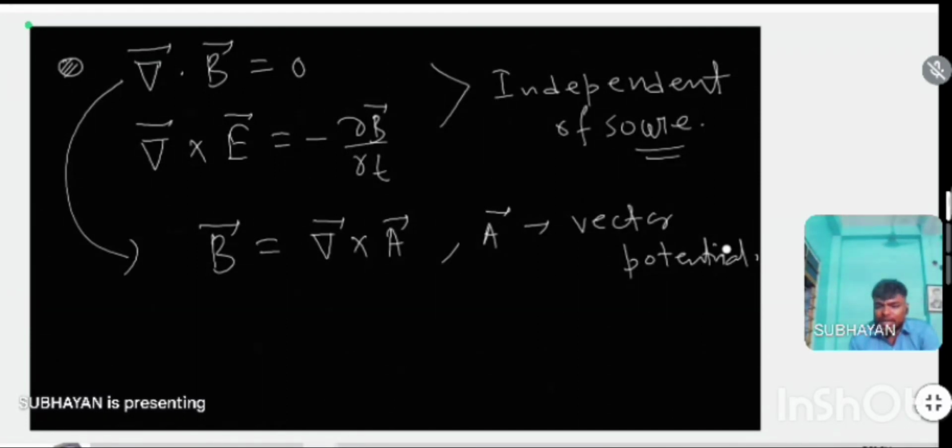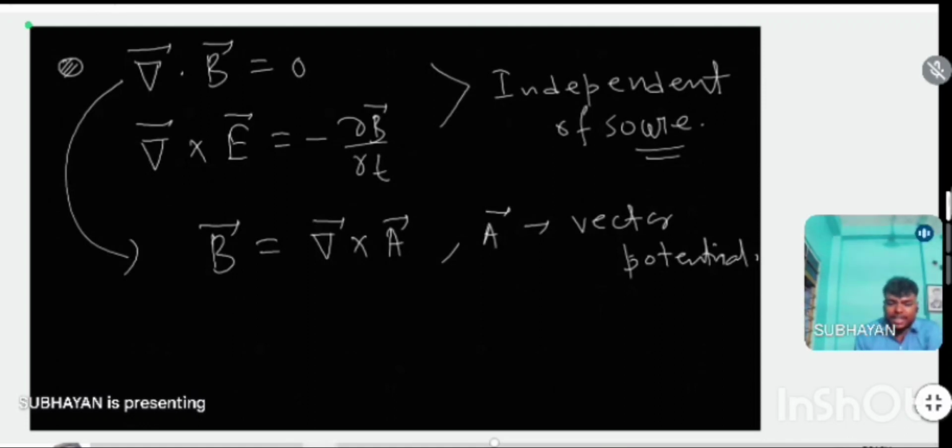But in some books, it is claimed that A can be named as magnetic vector potential because it comes from the magnetic field B. But it is not only related to magnetic field B. It will also be related to E. So that's why it is not magnetic vector potential. It is only vector potential.